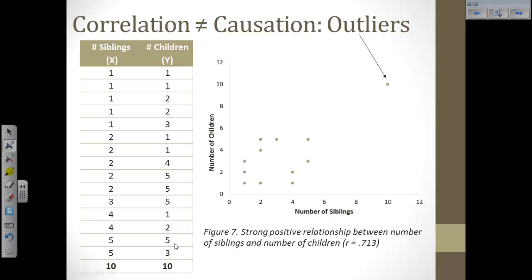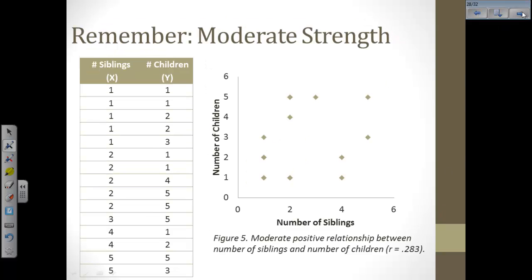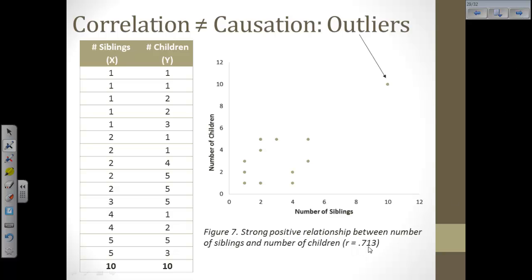And when you calculate the correlation coefficient, just by adding this one person, it goes from a 0.283 to a 0.713. So it goes from moderate to strong, just by adding one person to your data set. So again, correlation doesn't equal causation. For one, because you don't know what's the independent variable and dependent variable if you didn't manipulate anything. You don't know if there's other variables that are contributing to the observed relationship between two variables. And you don't know if maybe there's just a couple of extreme people in the sample that completely change the nature of the correlation coefficient.